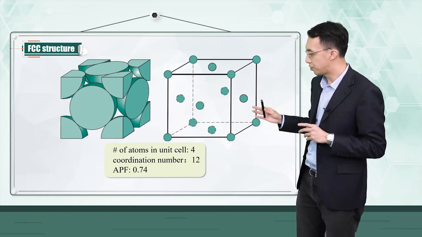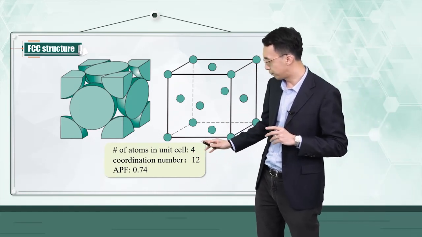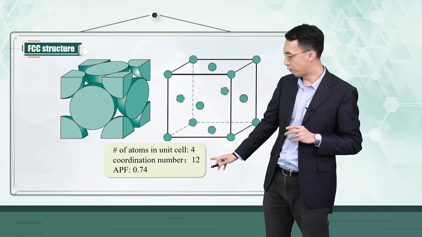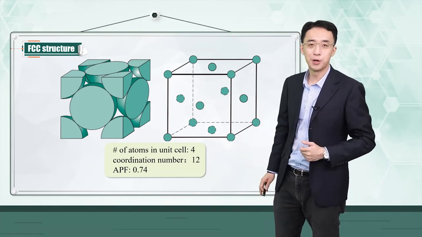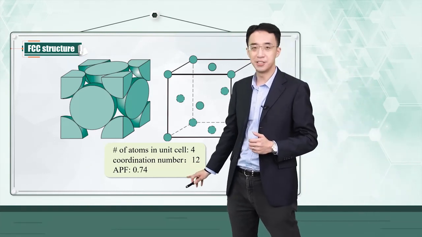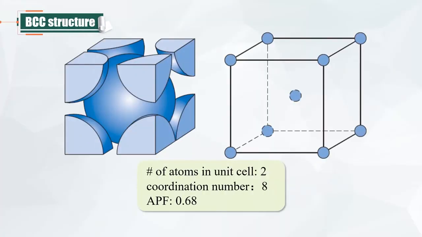For FCC structure, the total number of atoms in the unit cell is 4, coordination number 12, and then it's a homework practice. The atomic packing factor is 74%. And for BCC structure, the total number of atoms in the unit cell is 2, coordination number 8, and then the atomic packing factor is 68%.